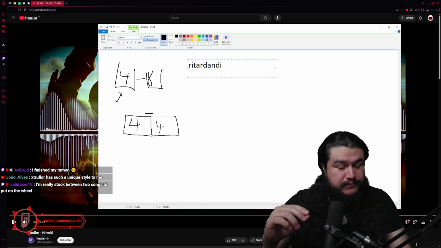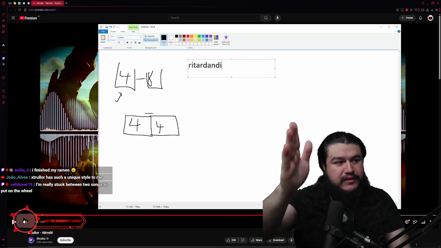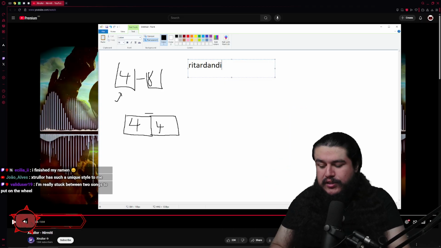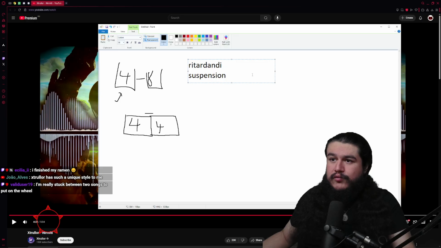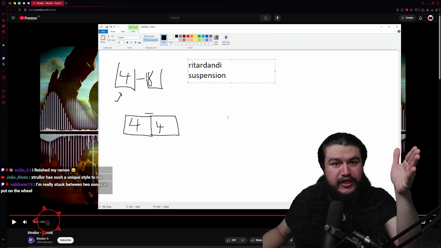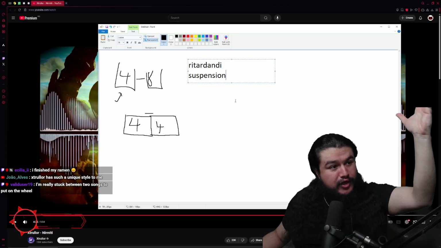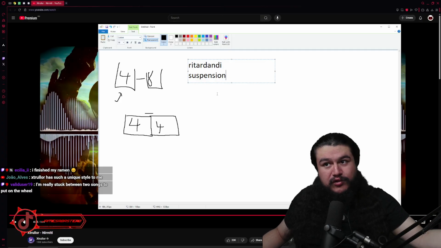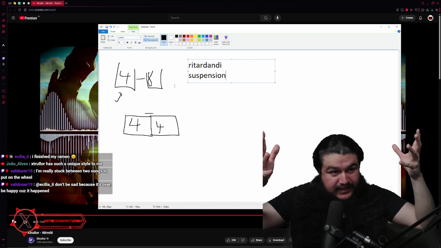And the ritardando is basically you hold a note through and then keep the melody going up. The opposite of a ritardando is a suspension, which is just that you hold a note, you delay the resolution of that note. A ritardando is going upwards and the suspension is going downwards. And in this case, the melody was going up and up and up.